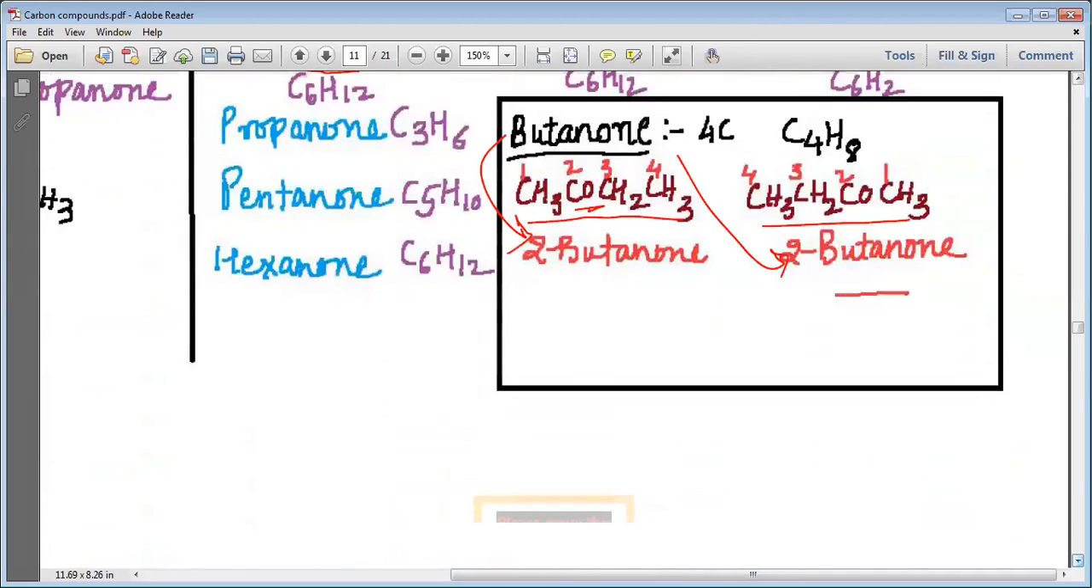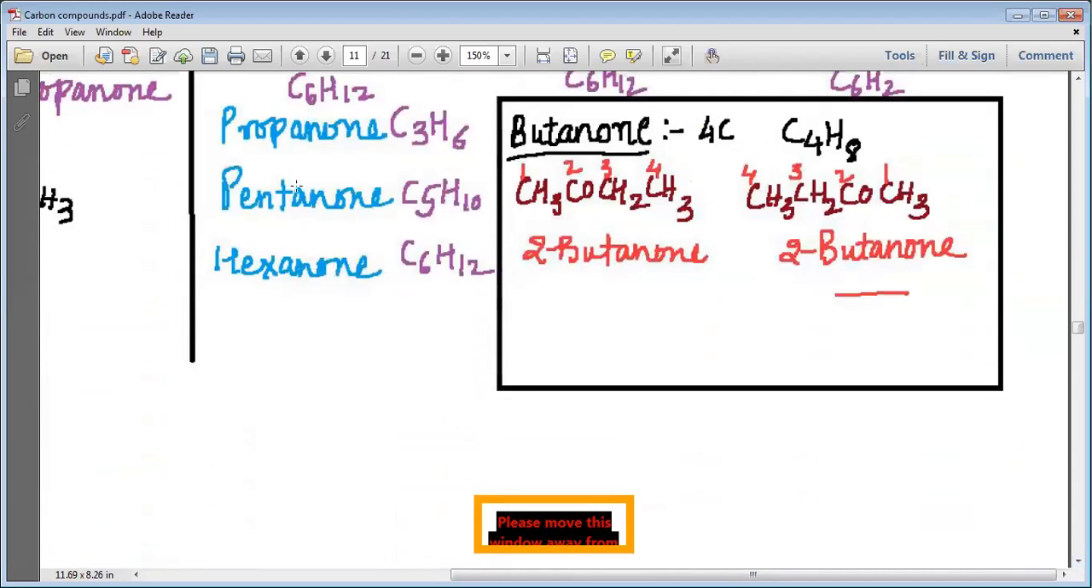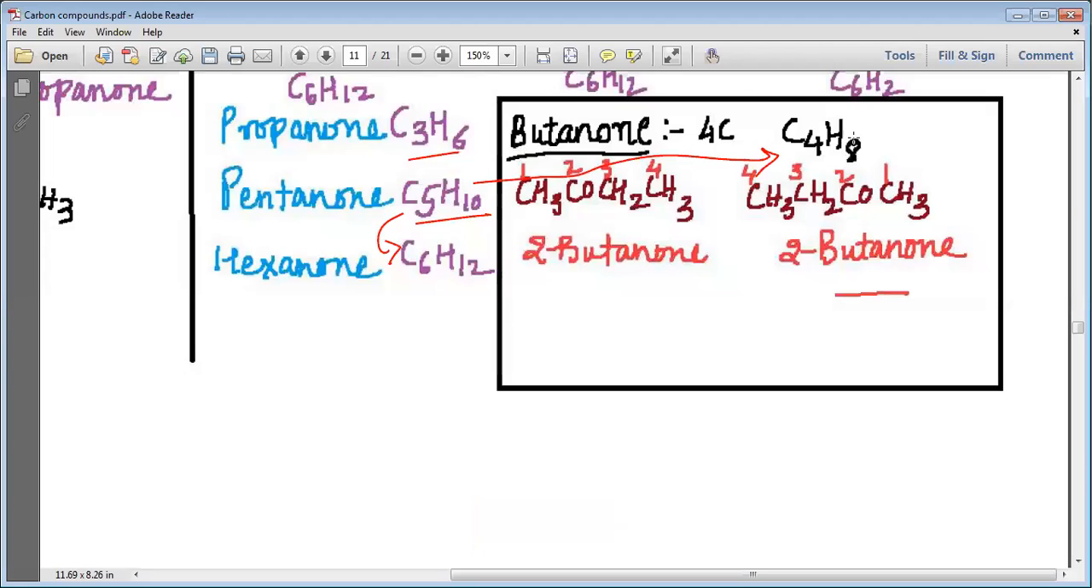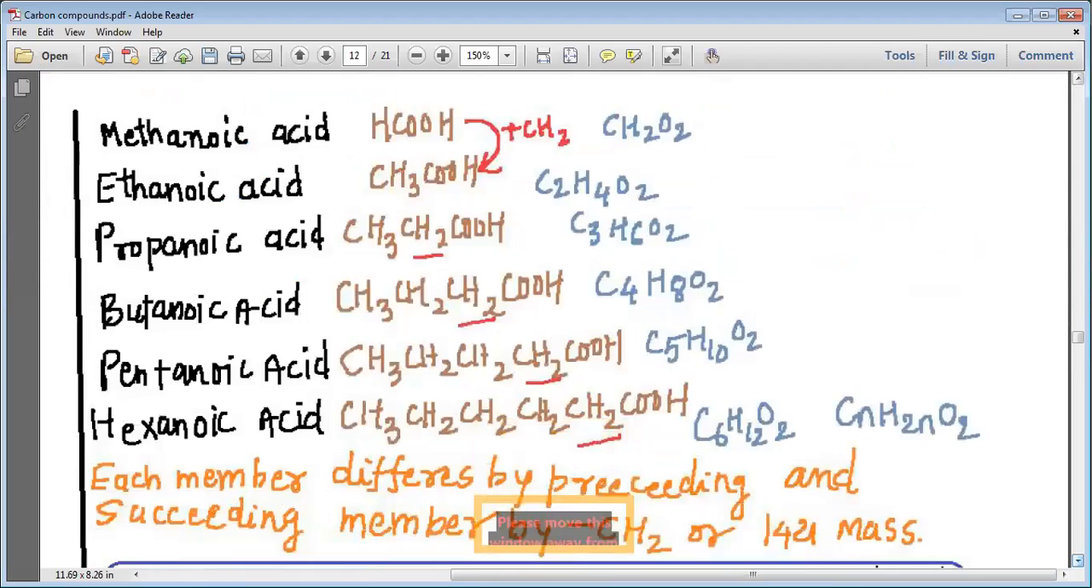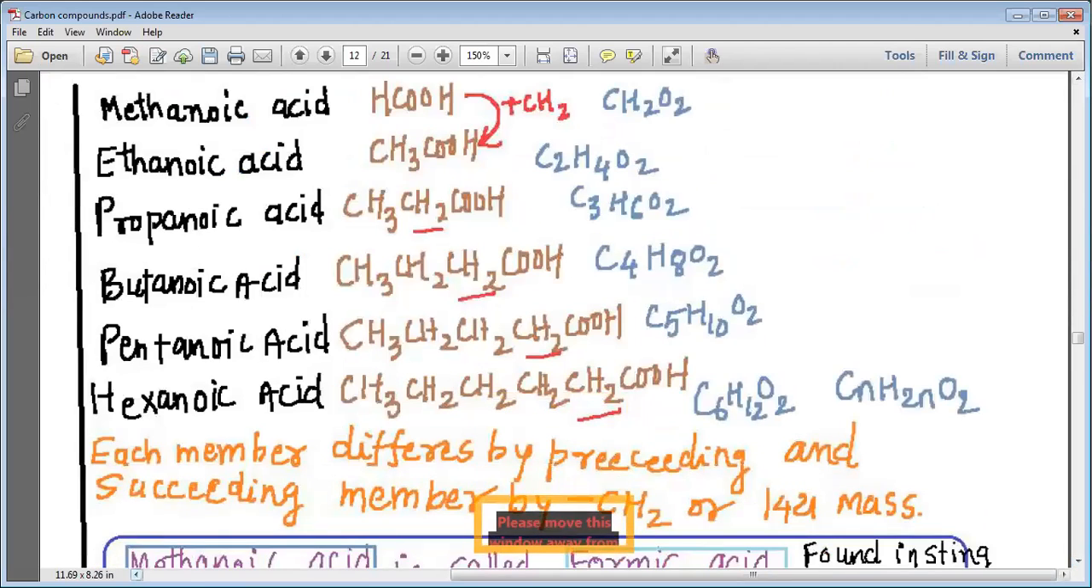So this is how, my dear students, we can give names to the various ketones, and remember that all the members of this ketone series also differ from their preceding and succeeding member by CH2. You can see here that in C3H6O or in C5H10O, if you add CH2, you will get C6H12O. But if you remove one CH2, you will get C4H8O, which is butanone, that is of 4 carbon. So I hope, my dear students, you understood about the homologous series of our ketones.